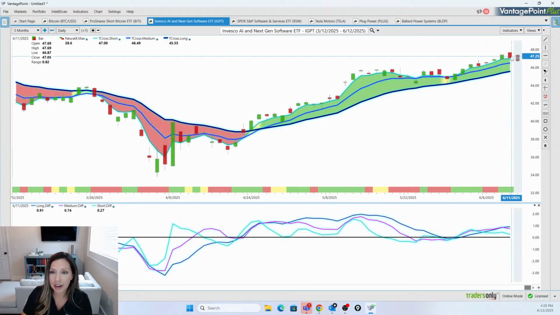And so with that, yes, there are going to be some shorter term bits of weakness in the market. If you're a longer term trader and you want to stay in through those, great. This gives you the confidence to do so. Also, I'm going to note, just take a look at this T-cross long level as well.